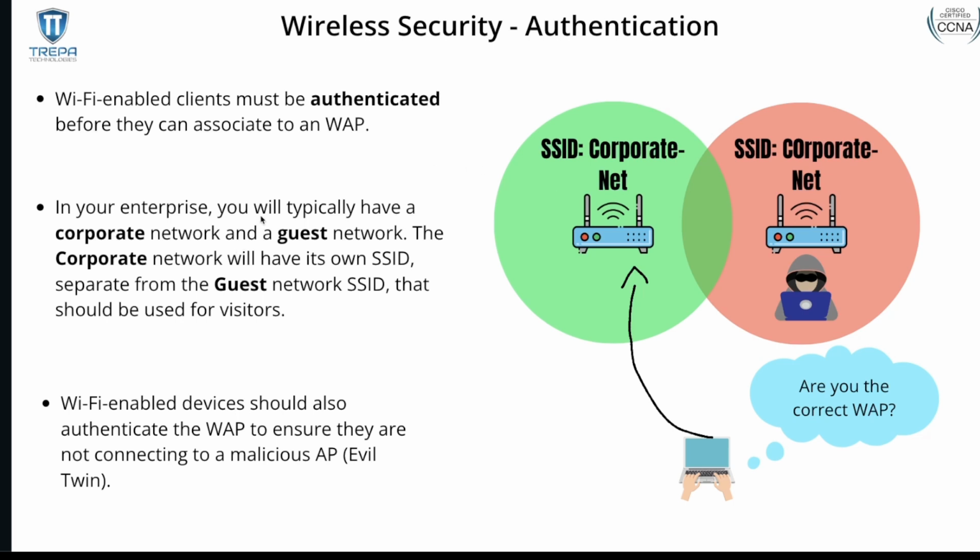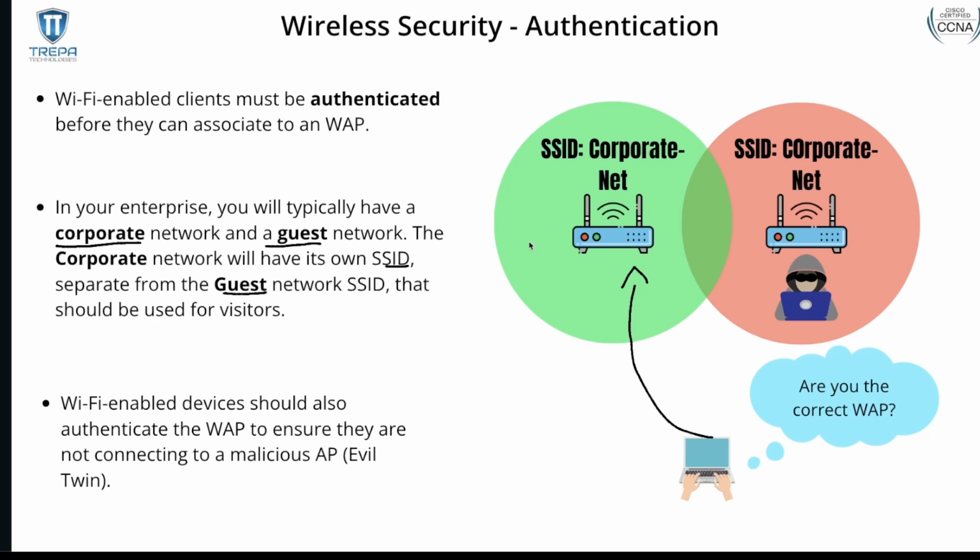So in your enterprise, what you're typically going to see, just a very basic network, like a CCNA certified individual would see, is you'll have a corporate network, your business network, and then a guest network. And the corporate network will have its own SSID separate from the guest network. There'll be two separate wireless LANs.